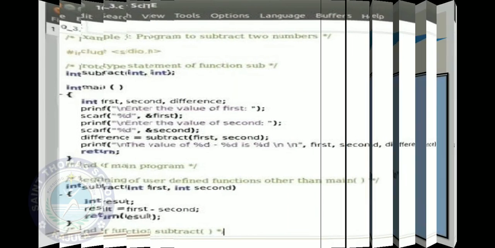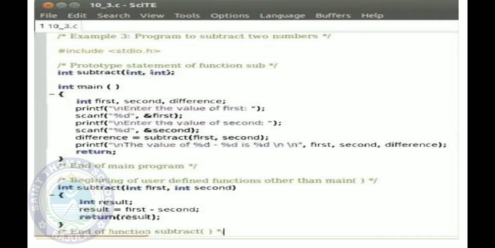Then after, here you can see that we have discussed that we can divide the program into different user defined functions. So here you just see documentation is the program to subtract two numbers. Then after, the header file #include <stdio.h>. See here, as many times as you want you can use comments. So the prototype statement of a function sub. We are not going to discuss that, but you just see here int subtract is written at the last. Okay, those 4 lines are known as the function.